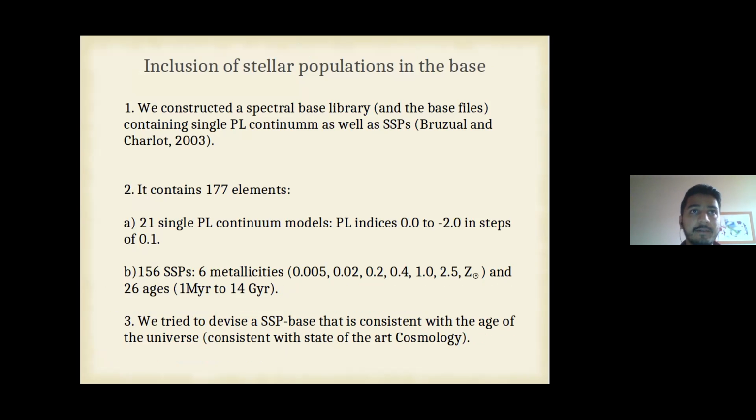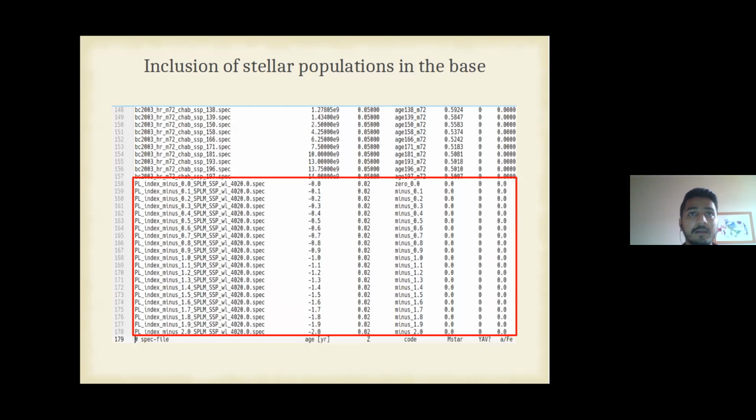So the first base was composed of pure power laws, and another base was constructed by including the stellar populations. The stellar populations are from Bruzual and Charlot, 2003, 177 elements in total. There are 156 SSPs with different metallicities, 6 metallicities and 26 ages. We have tried to devise SSPs that are consistent with state of the art cosmology, so that includes all the possible stellar ages. And this is a base file with power law as well as the stellar part, the simple stellar populations.